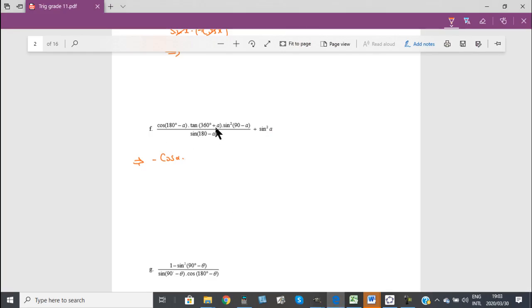So tan of 360 plus, because you'll end up in the first quadrant, so it's basically this. That's 360 plus some angle alpha, so you're in here. So this will be positive tan alpha, times sine of (90 minus alpha) all squared.